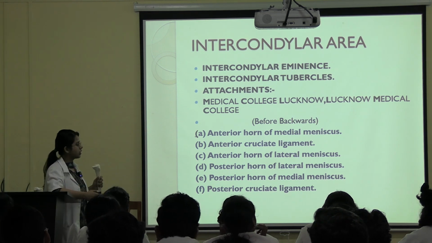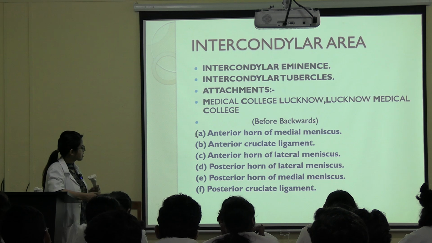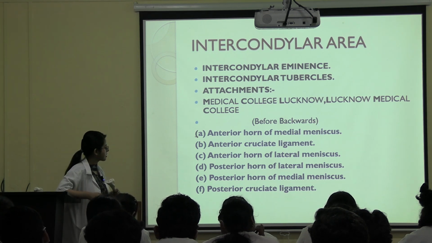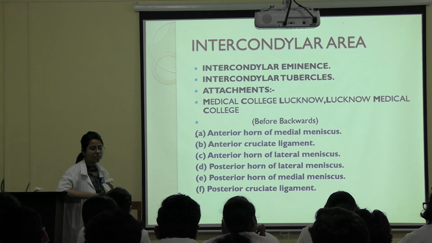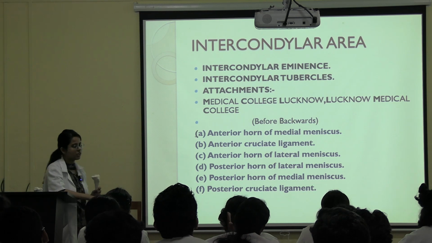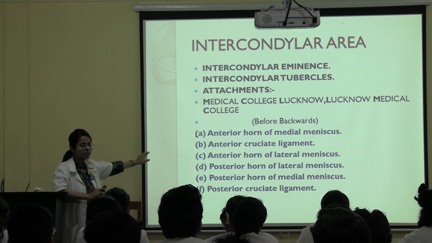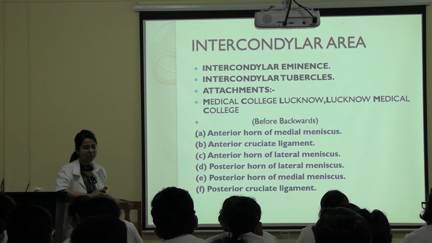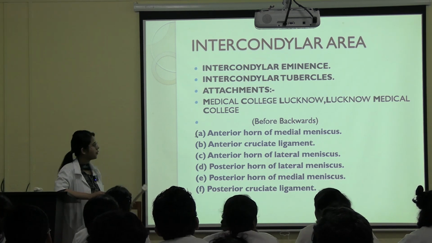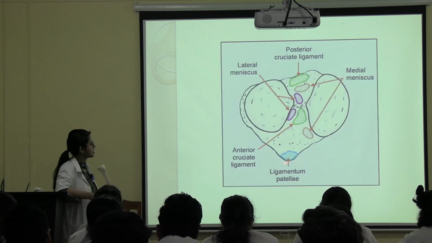So first of all, there will be the anterior horn of medial meniscus, anterior cruciate ligament, then anterior horn of lateral meniscus, then posterior horn of lateral meniscus, then posterior horn of medial meniscus and posterior cruciate ligament. So you have to use the mnemonic to remember it, otherwise you will not remember it. First all anterior, then all posterior. Okay, so this is the arrangement.